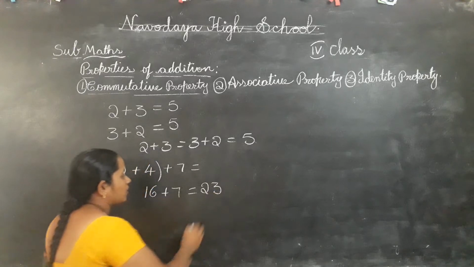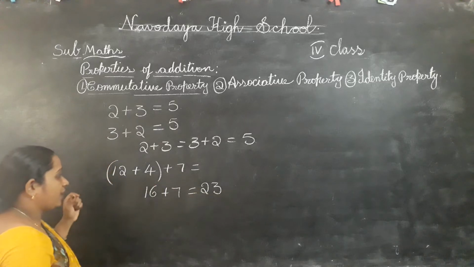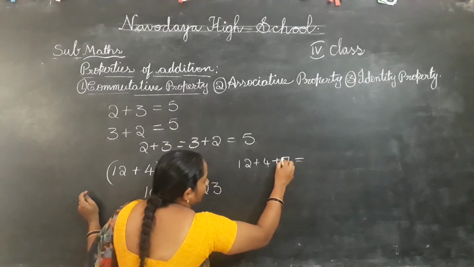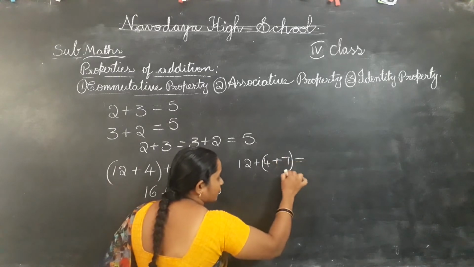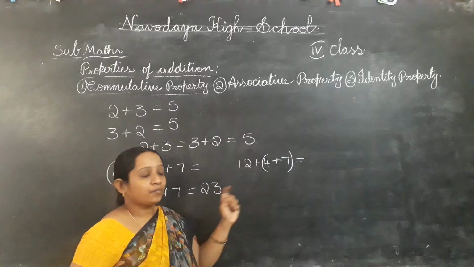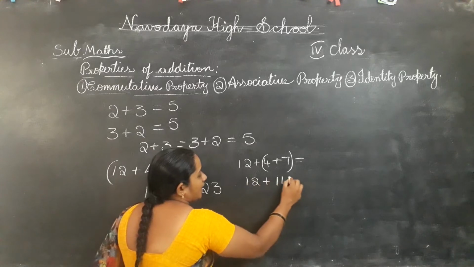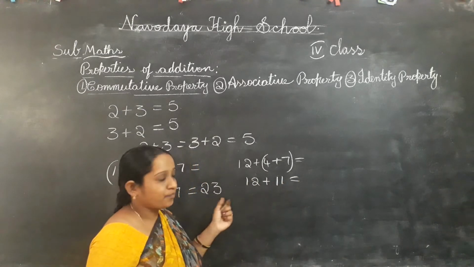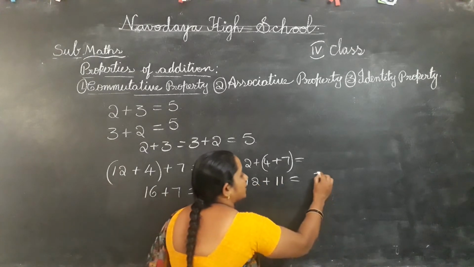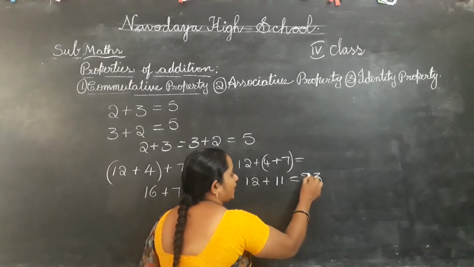23. So, 12 plus 4 plus 7 how much? 23. If you look, 12 plus 4 plus 7, if you add these two numbers first, then add with 12. 4 plus 7, how much? 11. 12 plus 11 how much? First add ones place digits. 2 plus 1, 3. Next add tens place digits. 1 plus 1, 2. 23.